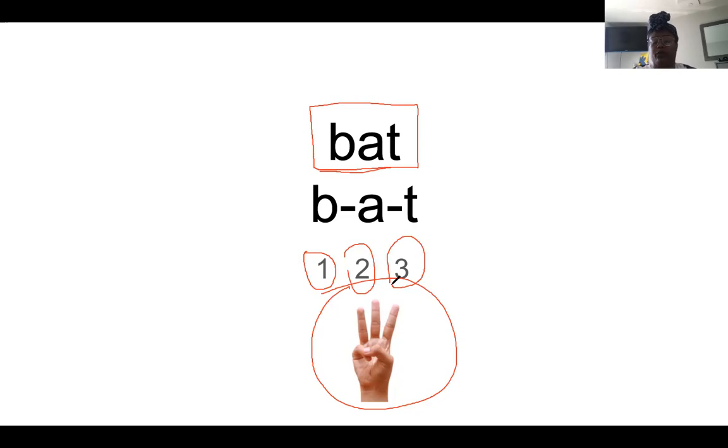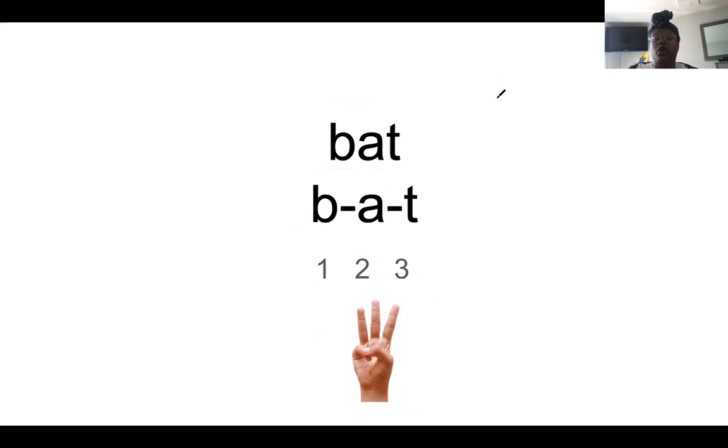Miss T will do the first one for you. B, at. Do you see how you hear the letter B? B, at, A, T. Bat is spelled B, A, T. Let's do it again. Clear it up. The word is bat.